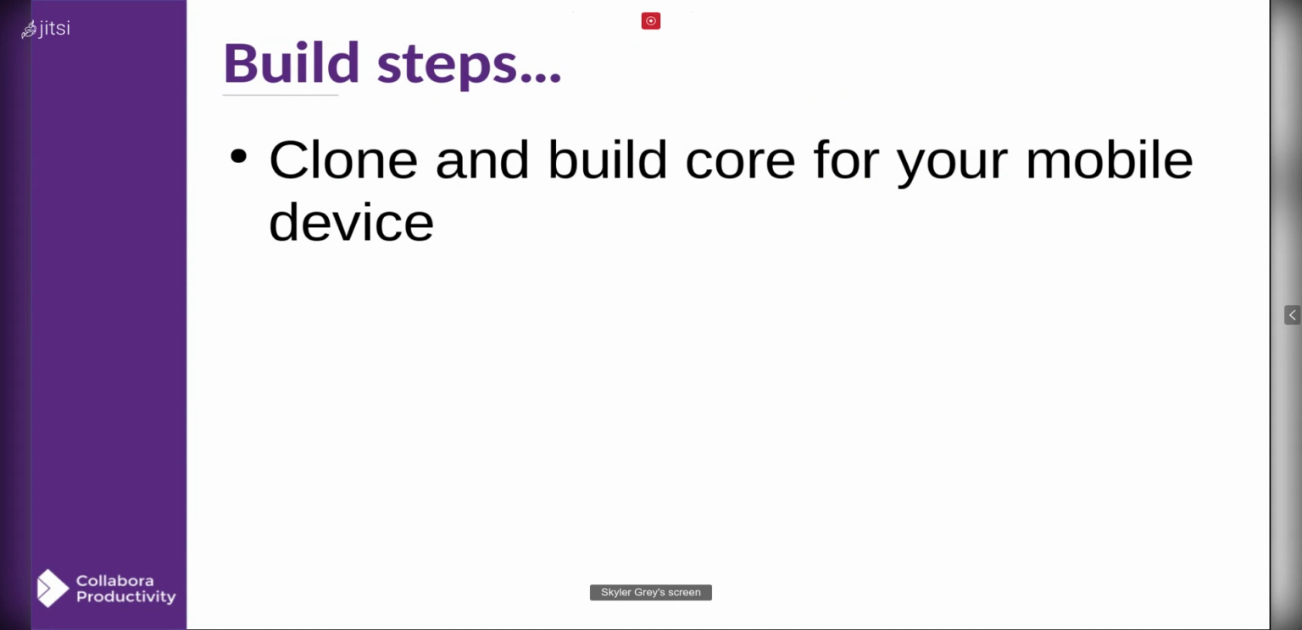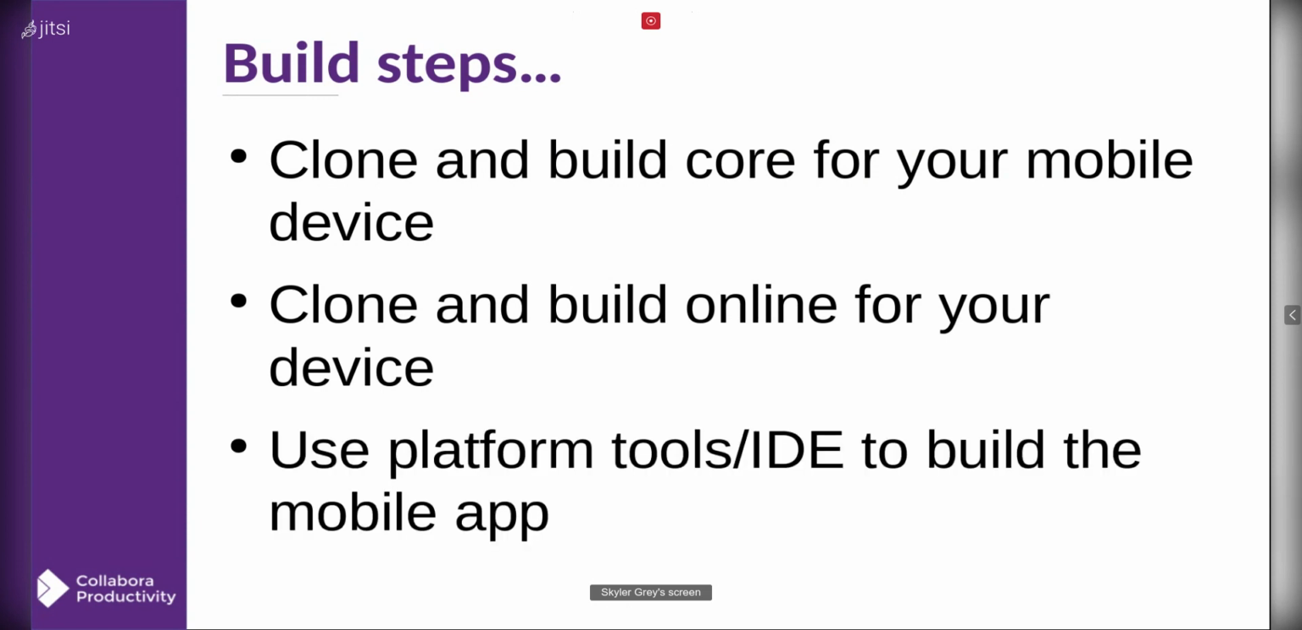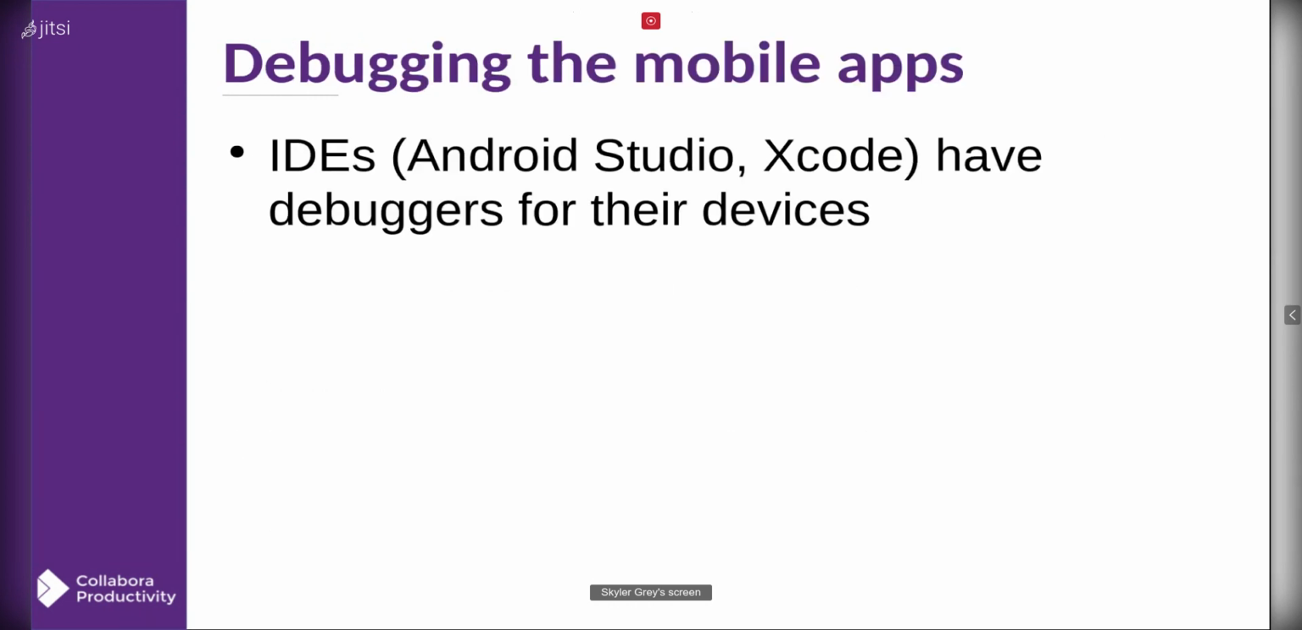So the build steps are fairly similar on Android and iOS. I'm going to give a quick outline here. Again, more detailed instructions are on our site. Generally, you clone and build core, you build a version for your specific mobile device, you clone and build online, and then you use your IDE, so that would be Android Studio or Xcode, to build the mobile app and install it on your device.